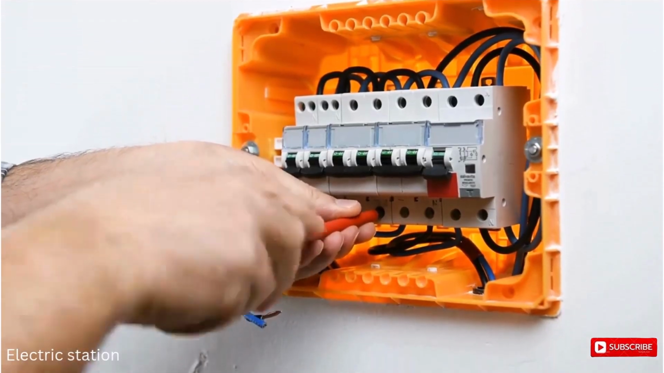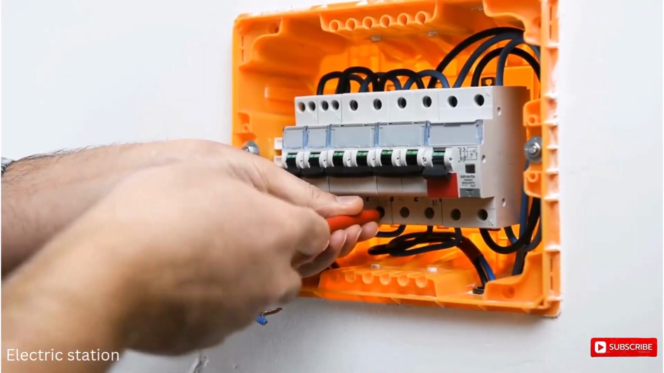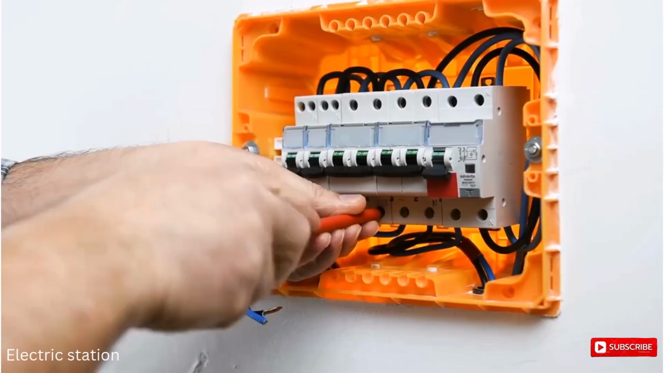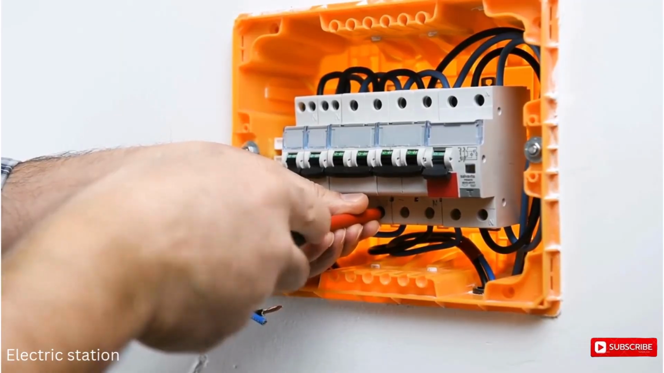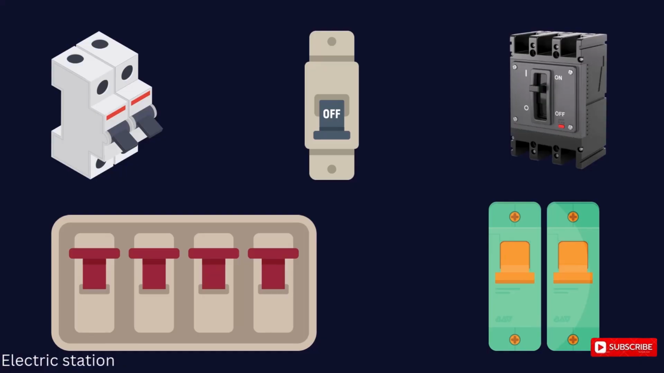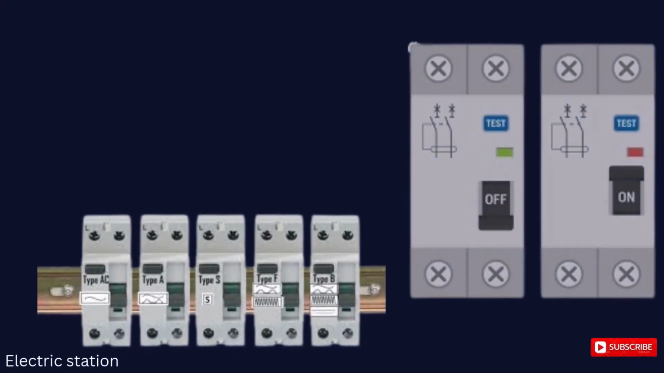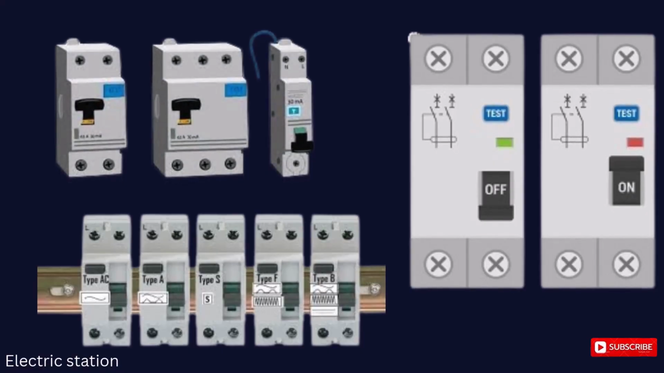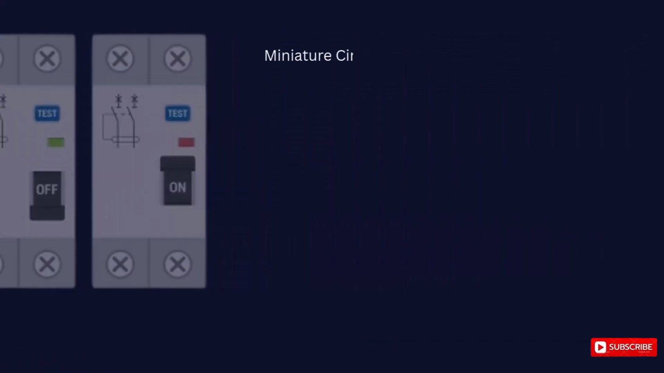Do you know which of the electrical protection switches protects your electricity and your home's electrical appliances better? MCB miniature circuit breaker or RCD residual current circuit breaker? Stay with us until the end of the video to find the answer to this question.